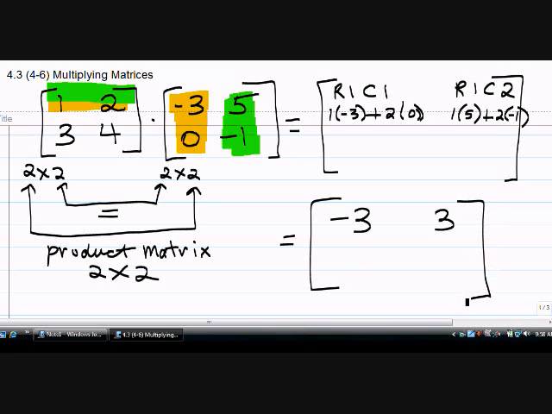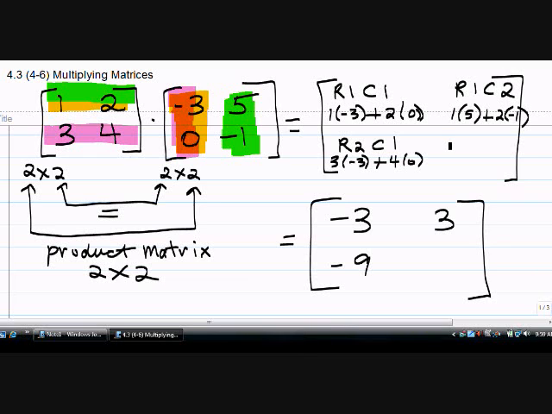Okay, the next element is going to be in row 2, back to column 1. So now I'm going to go to row 2. Let me put this in pink. There's row 2, and here's column 1. And so I would multiply the 3 times the -3 and add that to the 4 times the 0, and get -9.